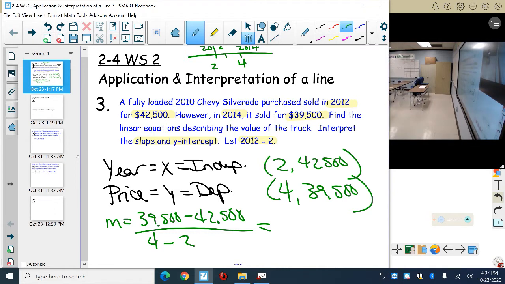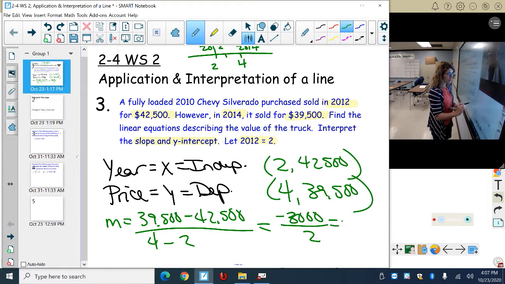Now, anytime you guys are doing these problems, immediately I want you to have your calculator up and I want you to be pushing numbers in. Do we already know what these are going to be? Yes, but I always want you to see the value on the screen. So we know this is going to be negative 3,000 over 4 minus 2 is going to be 2. So negative 3,000 divided by 2 is going to be negative 1,500.